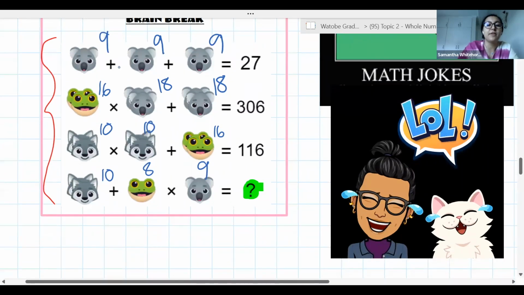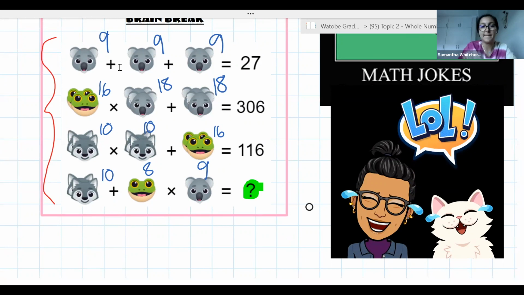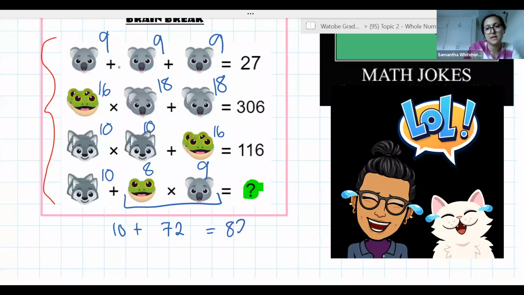Okay, so now which operation do we do first in the last equation? Do we do the times first or do we do the plus first? The multiplication. Good. So guys, multiplication first. 8 times 9 is 72. And then exactly, 72 plus 10 is 82. Well done. Yes. That was a beautiful explanation as well.